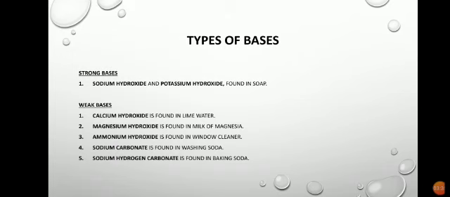Then ammonium hydroxide. Ammonium hydroxide is found in window cleaner, okay. Next, sodium carbonate is found in washing soda, and sodium hydrogen carbonate is nothing but baking soda, which is used in baking.